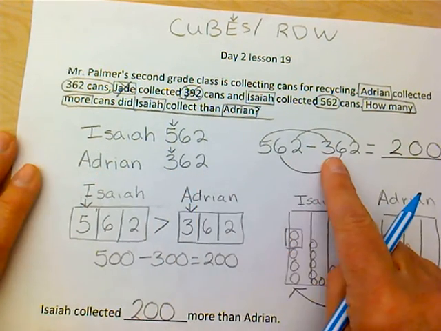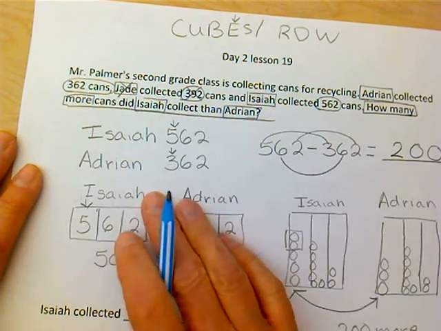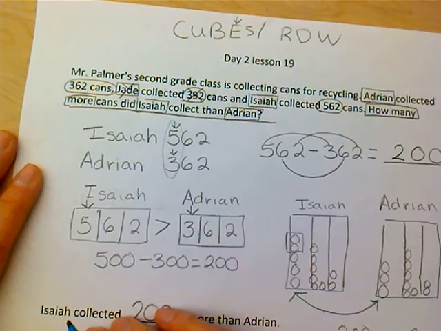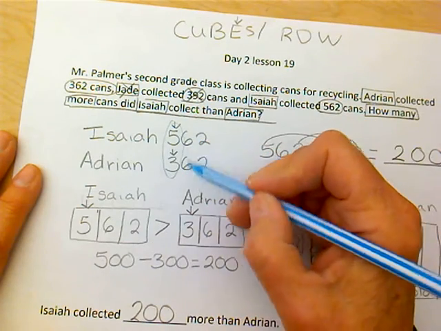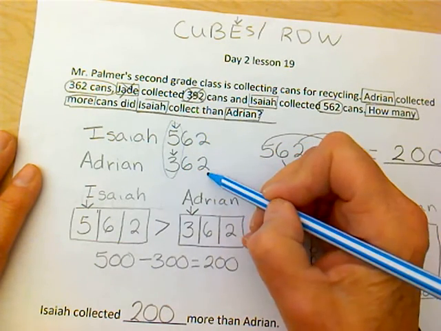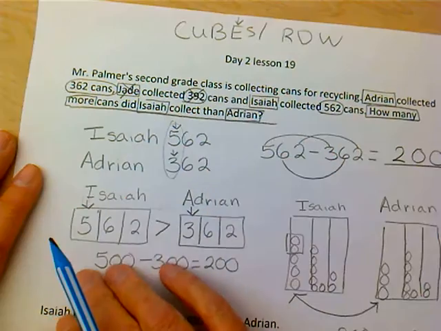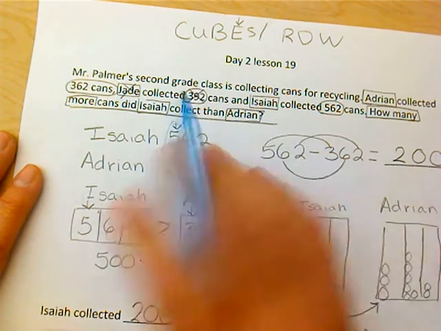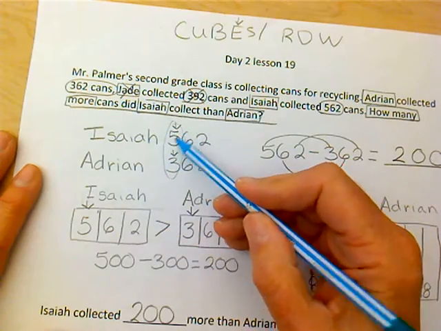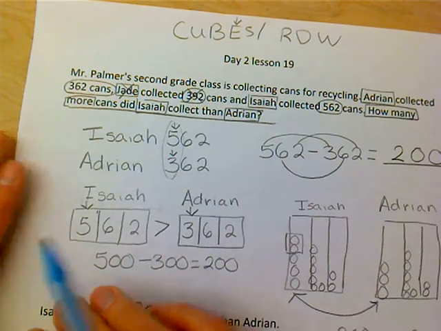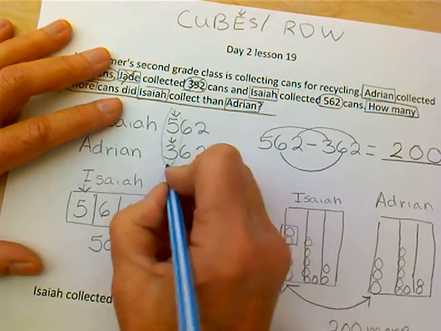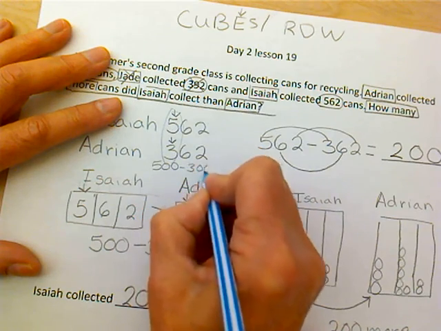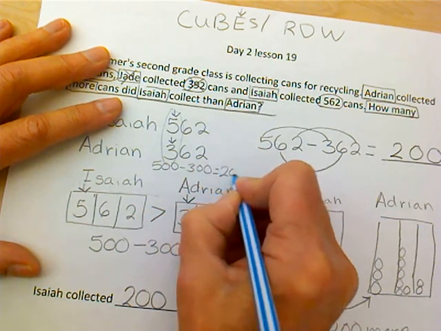So I set this up and I'm thinking, well, you could also look at it just at the hundreds, because 6 tens and 6 tens and 2 ones and 2 ones, I could look at that and say to myself, well, there is a difference of 200 because 500s take away 300s would give me 200. So that's a possibility, looking at it that way. 500 take away 300 equals 200.